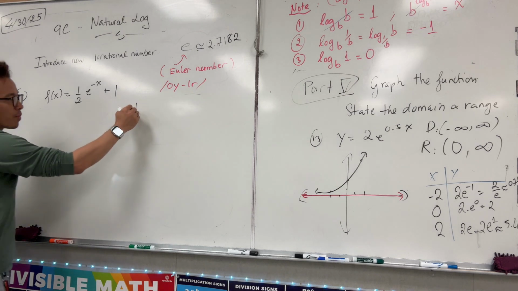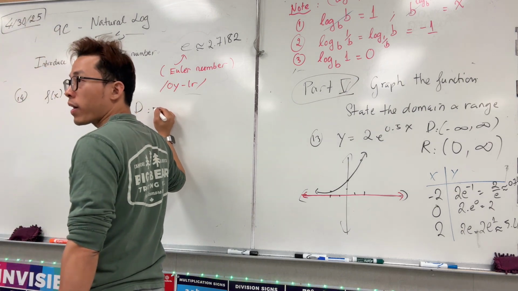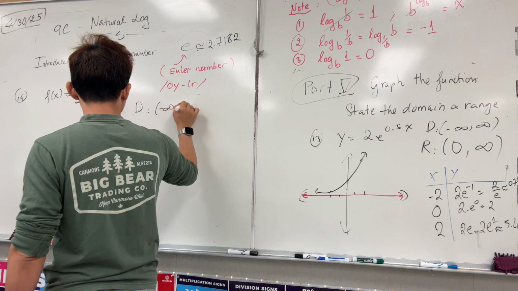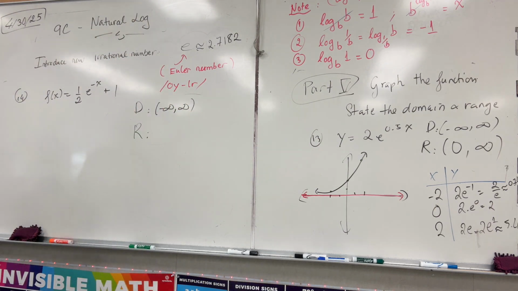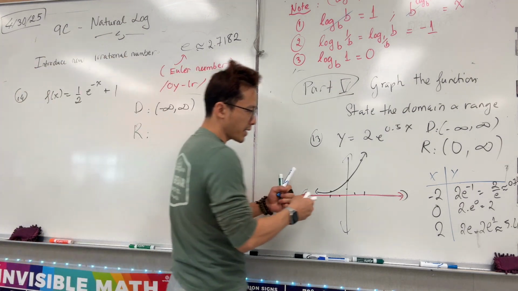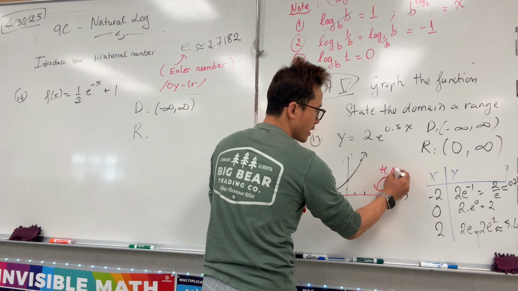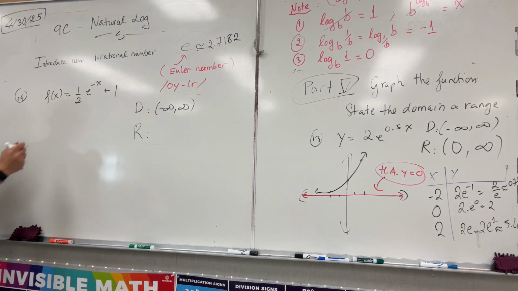All right. What is the domain here, though? Domain is always all real numbers, from negative infinity to positive infinity. Now the range. How do you know the range? Oh, we need to write it down, otherwise we're going to take one off. Okay, HA, y equal to 0 here. So that's the range. Okay, let's write a note then.